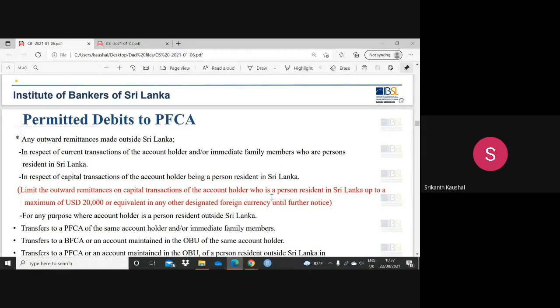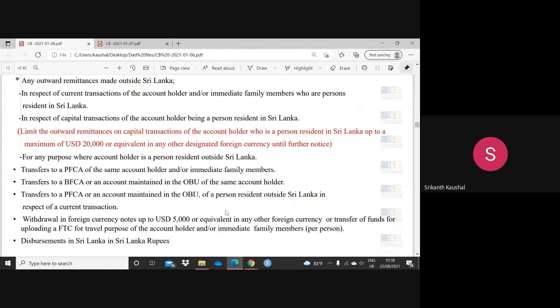Transfer to PFC of the same account holder or immediate family member. Immediate family member means you could transfer to your children's account, your spouse's account, or your parents' account. So that is okay. Or within your own account, you can transfer, right? Then transfer to BFCA account. I told you we are going to learn BFCA, that is business foreign currency account. We are going to learn that. If you have the same account, you could transfer from your PFCA to BFCA, right? That is also possible. And withdrawal of currency notes up to 5,000 or equivalent.